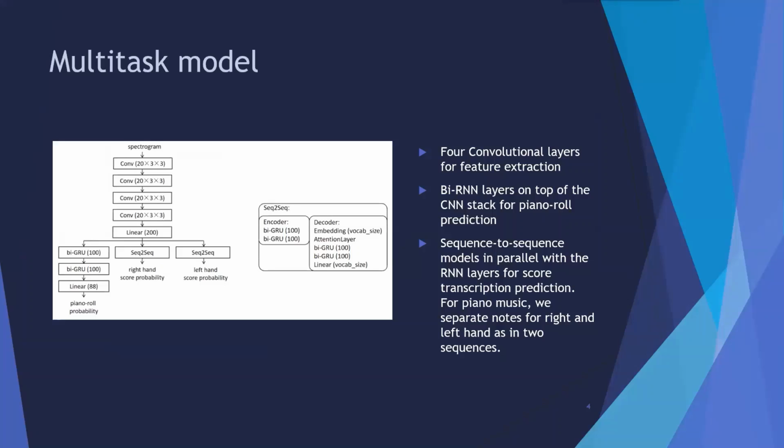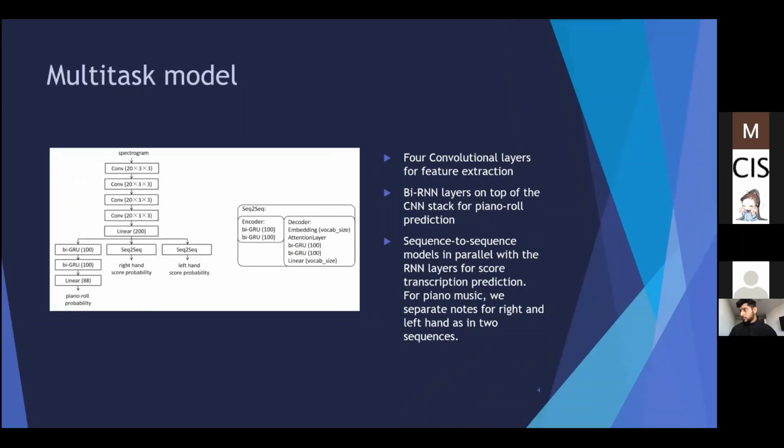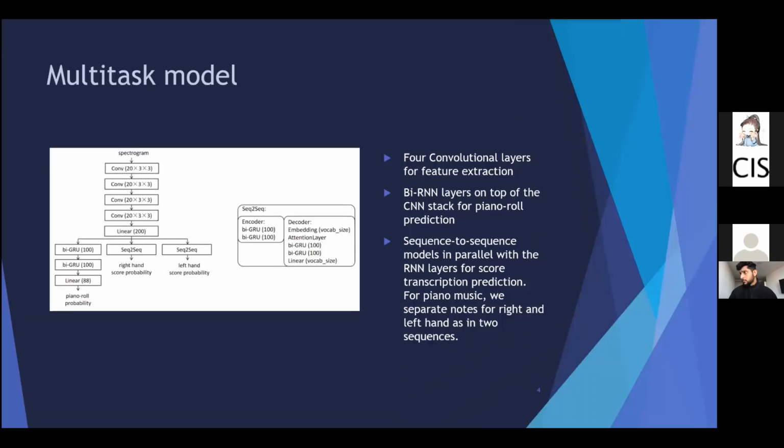The model is composed of convolutional layers for feature extraction and bi-RNN layers on top of the CNN stack for piano roll prediction, and sequence-to-sequence models in parallel with RNN layers for score transcription prediction. For piano music, we separate notes for right and left hands as 2 sequences. In the left figure, we provide an overview of the model structure and of the sequence-to-sequence model we use. We use an attentional mechanism in the sequence-to-sequence encoder and decoder.